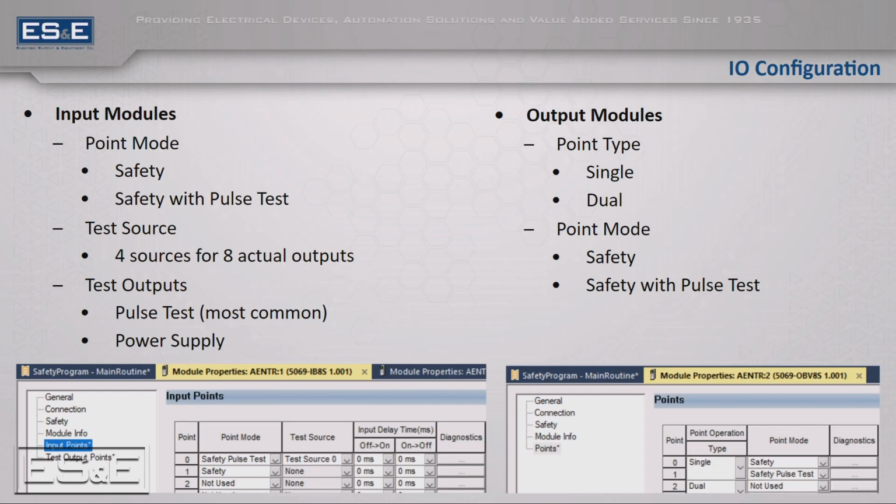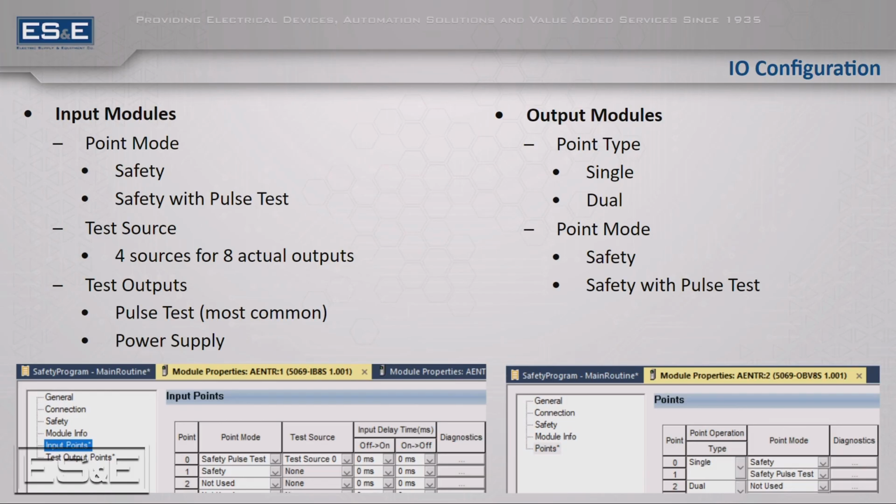So power supply was initially intended to allow you to provide power to the OSSD devices that are configured as the safety point mode. The power supply is not the most common usage. I would typically recommend, if you are looking to use your input card to source power to the OSSD, you need to verify that the card can supply the adequate amount of power to that end device. Otherwise, you could potentially overload the card and cause issues with your system. So most of the time, we still see that people will use the test outputs as pulse test only, and then if you have an OSSD device, they will externally source that 24 volt power to that OSSD device.